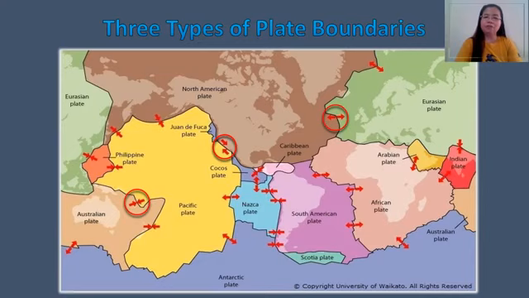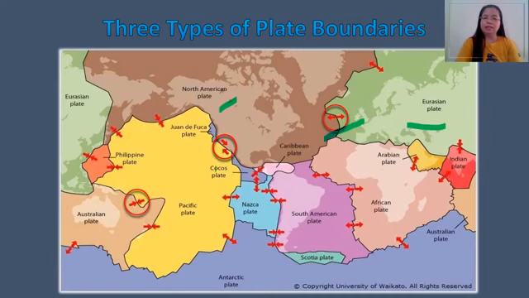Now let's focus on this circle here. Notice that inside this circle there are two arrows. The arrows, by the way, indicate the direction of the plate movement. So here we have the Eurasian plate and the North American plate interacting with each other. While the Eurasian plate is moving towards the right, the North American plate is moving towards the left. So the two plates are drifting away from each other.